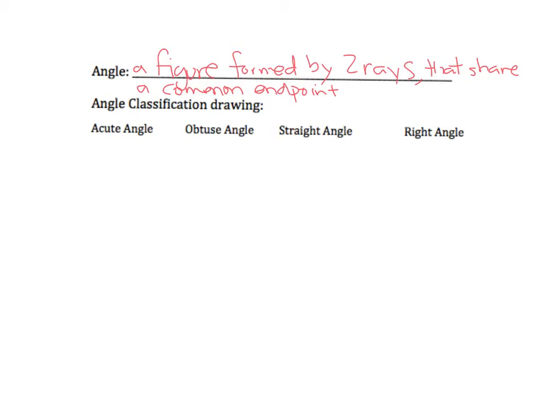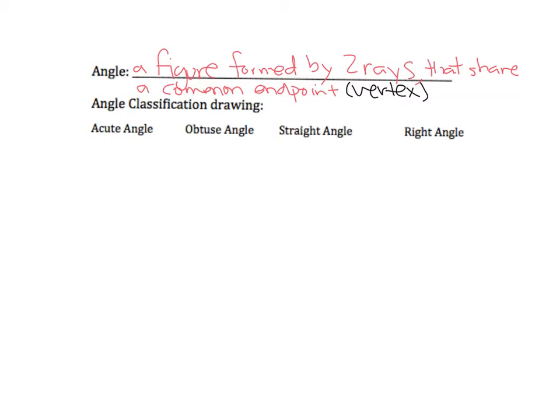An angle is a figure formed by two rays that share a common endpoint. That common endpoint is going to be known as the vertex. Now we're going to discuss angle classification, and we're going to draw these out, but first let's talk about them. We have acute angles, obtuse angles, straight angles, and right angles.